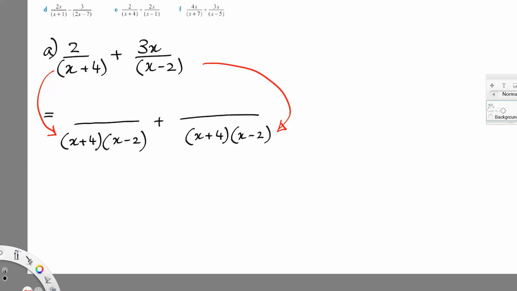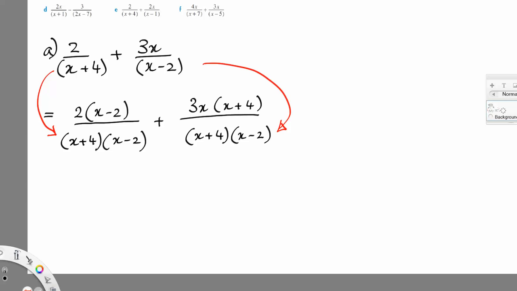Okay, so I've got to multiply the numerator by x minus 2. And so I'm going to take everything in the top, which is just the number 2, and I've got to multiply that by x minus 2. So that's just going to be 2 outside of x minus 2. Then with the next one, I've multiplied x minus 2 by x plus 4. So that's what I've got to do to the numerator. So I've got to take 3x, and I've got to multiply it by x plus 4. Okay, now we're dealing with two fractions that have the same denominator.